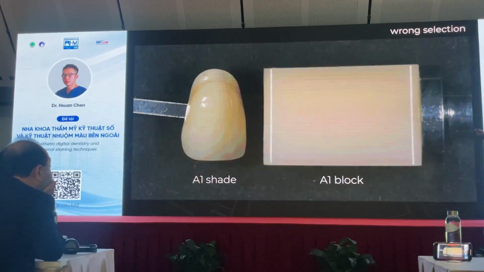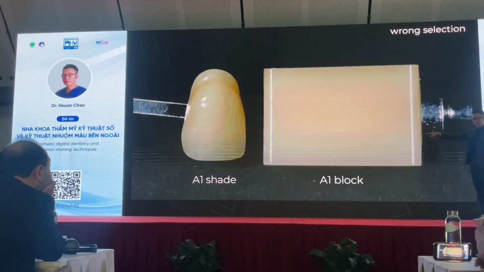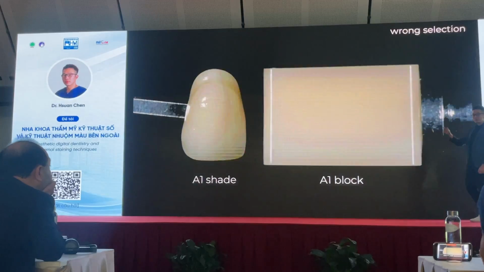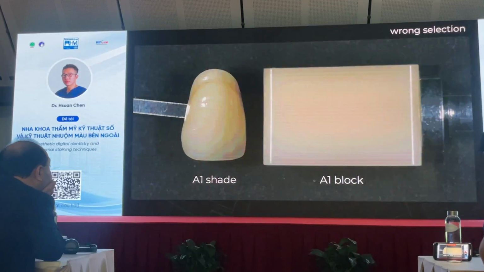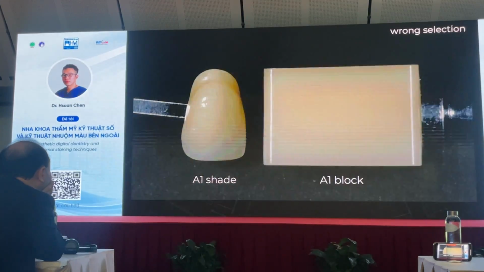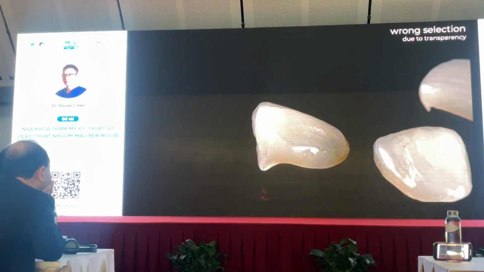So if you have a shade tab like this A1 shade tab, and then you tell the lab that this is the color that I want, and if they choose this A1 block, what's going to happen? Right? It looks like the perfect choice, right? But what's going to happen? Well, this is going to be the wrong choice. Why? Because when we mill something like this, this color is also affected by 3 things. Its intrinsic translucency, which is the actual translucency of the ceramic.